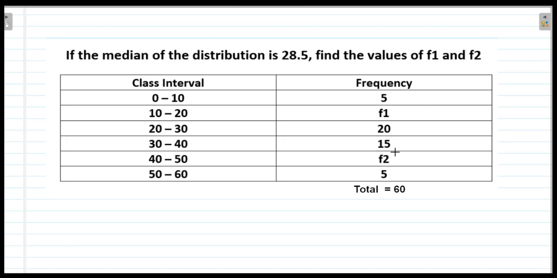Friends, in today's episode we are going to see how to find the missing frequency in median. We have seen how to find the missing frequency in the mean. Same way we have to find the missing frequency in the median. Here in this question, which is on the screen, there are two missing frequencies, F1 and F2, and you have to find this missing frequency F1 and F2. So let us see how to find the missing frequency.